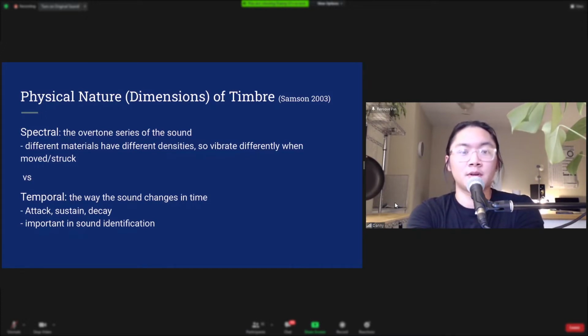So this results from the fact that different materials typically have different densities. So they vibrate differently when they're struck. This causes differences in their overtone series. There's also a temporal dimension to timbre, the way a sound changes in time. This involves the attack, the sustain, and the decay, and is very important in identifying different instruments, as we'll also see.